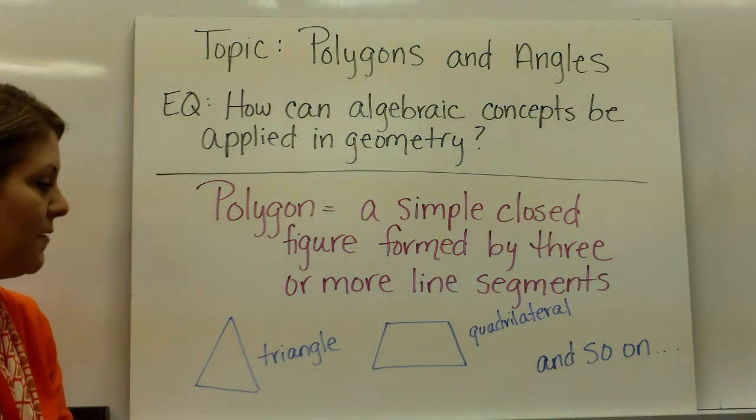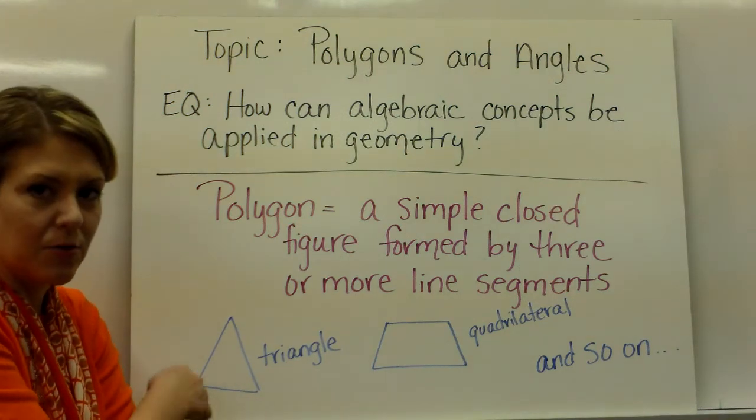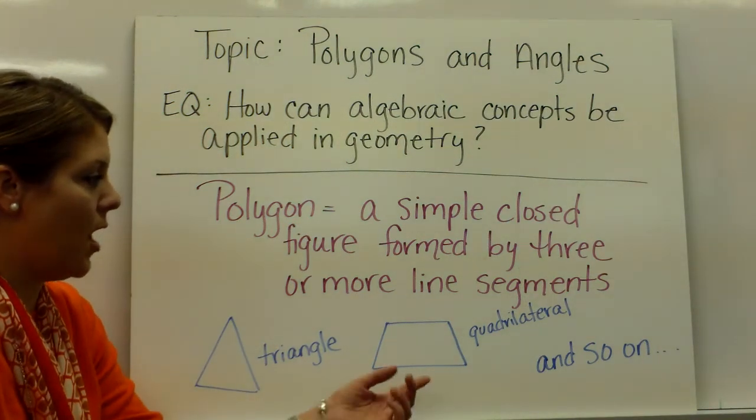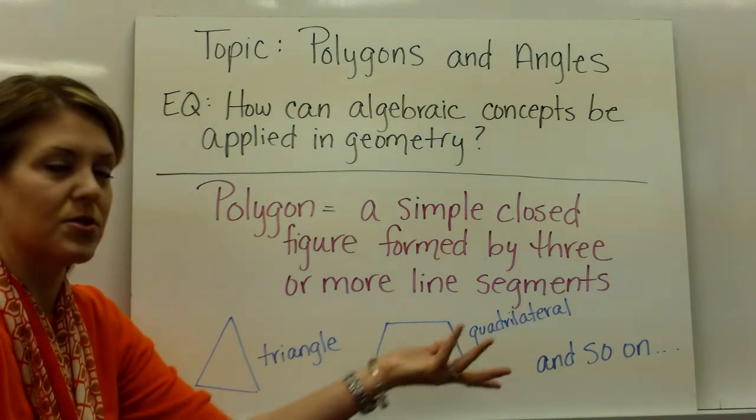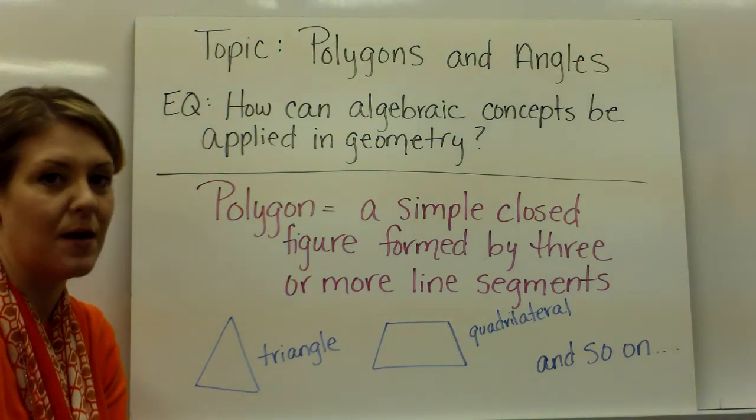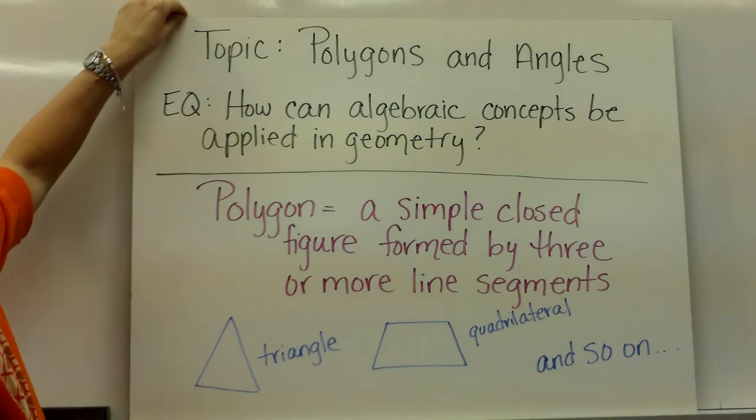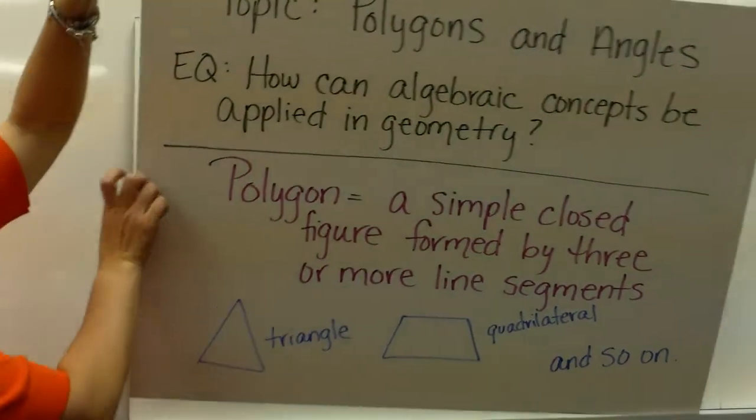Some examples that I have here: we all know that's a triangle. 3 sides make a triangle, 4 sides make a quadrilateral, and so on. 5 sides is a pentagon, and we're going to be looking at several examples there.